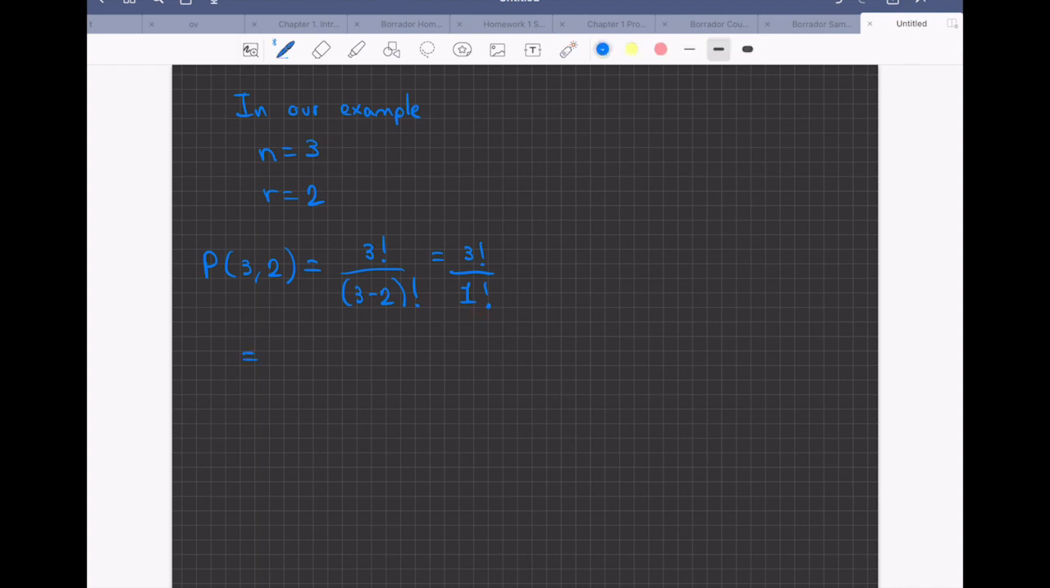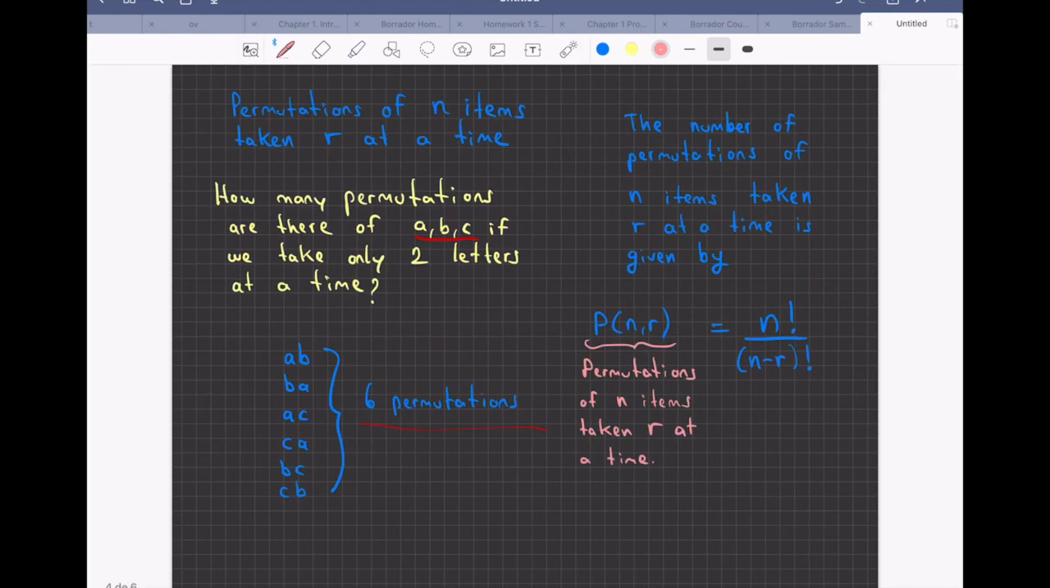And this is equal to 3 factorial divided by 1, because 1 factorial is 1. So what is left? Only 3 factorial, but we saw before this is equal to 6. And this matches with this, right? Because we have 6 permutations.